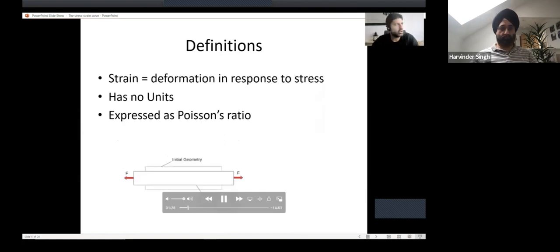Strain is a measure of the amount of deformation which is happening in response to a given stress, and therefore it doesn't have any units. So in essence, when we pull on something and it deforms, to what extent does this deformation occur quantitatively in response to the stress? And it's often expressed as Poisson's ratio, where we have the deformed geometry expressed as a function of the initial geometry.